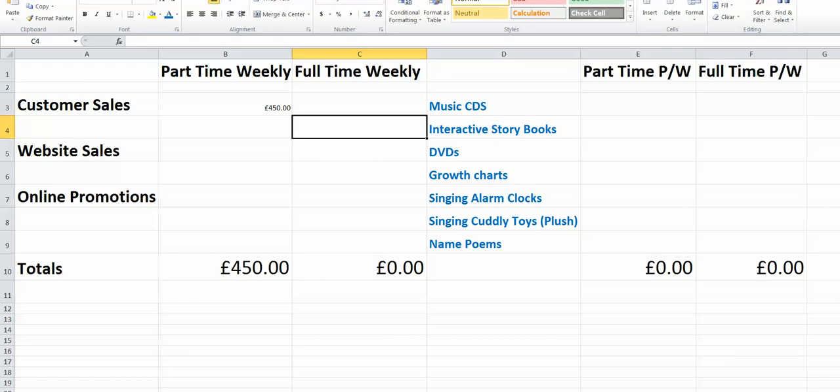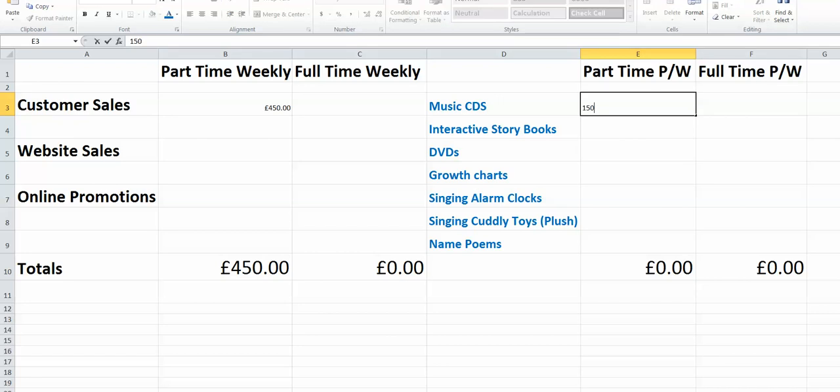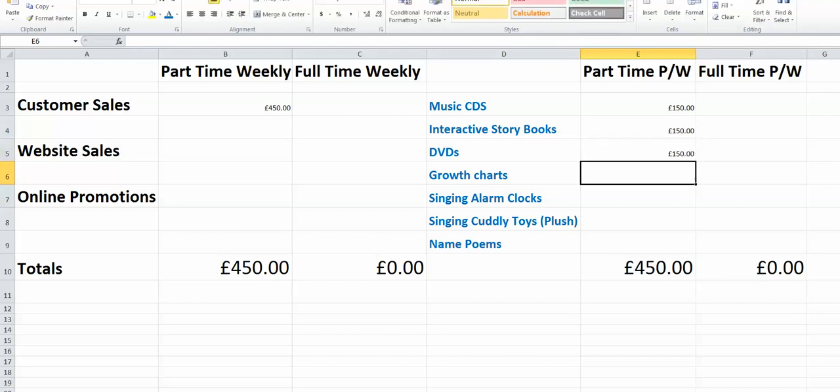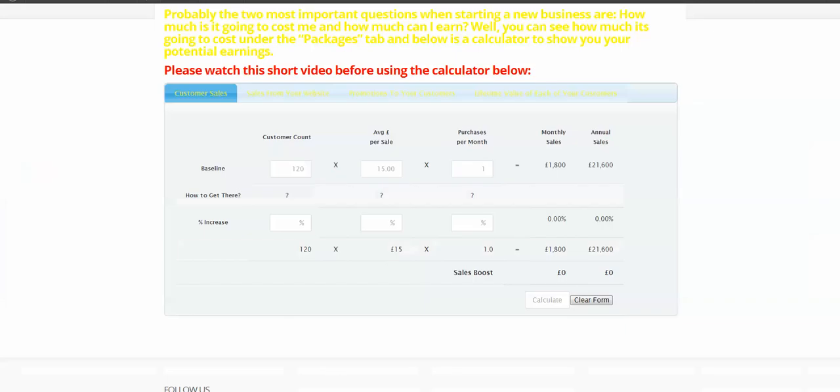Now, bearing in mind that we are now selling 10 of each at £15, which is £150 on the music CDs, £150 on the interactive storybooks, and £150 on the DVDs. Again, keeping this quite conservative. Now, the growth charts will generally go for around £7 each, £6.99. So let's go back to our calculator and put in that we are going to just sell, say, 5 a week.